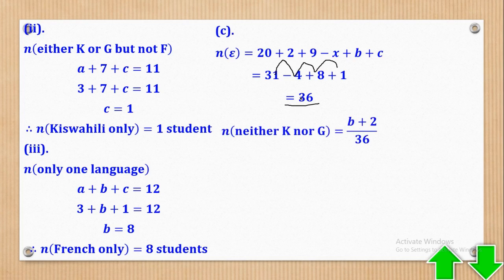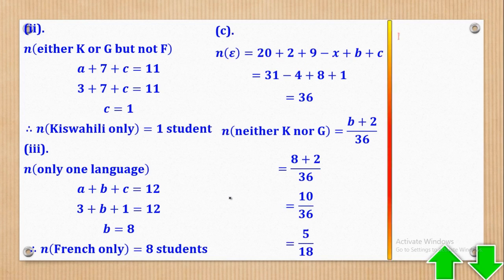Therefore the probability of neither K nor G is equal to b plus 2 over 36. But remember b is 8, so 8 plus 2 over 36. Therefore I'll come up with a probability of 10 over 36. I can choose to reduce or leave it as that. If I choose to reduce, it will become 5 over 18. So basically that's what they wanted.